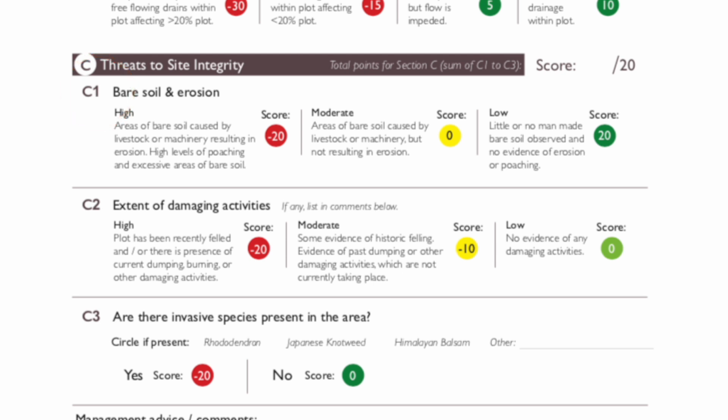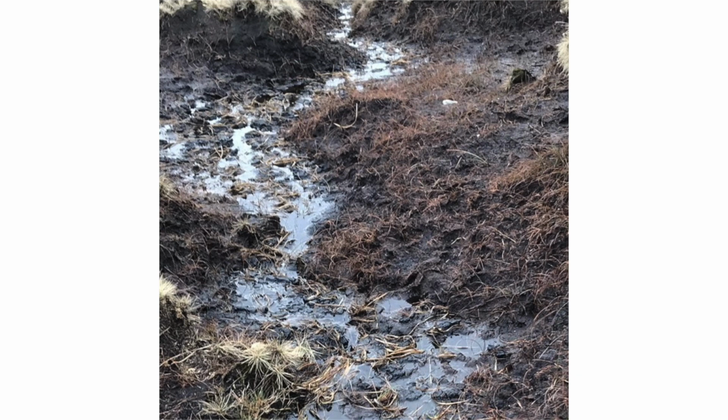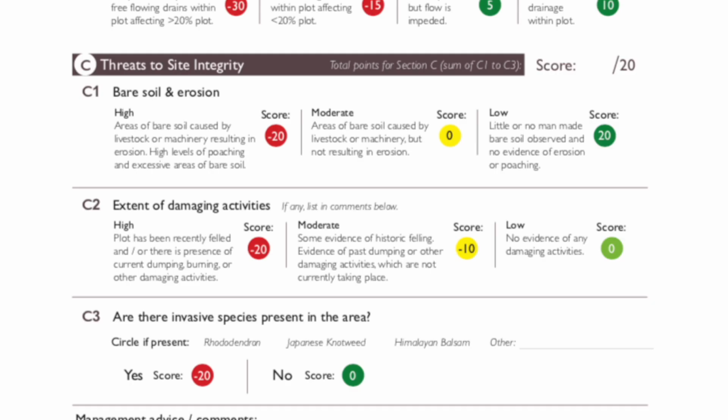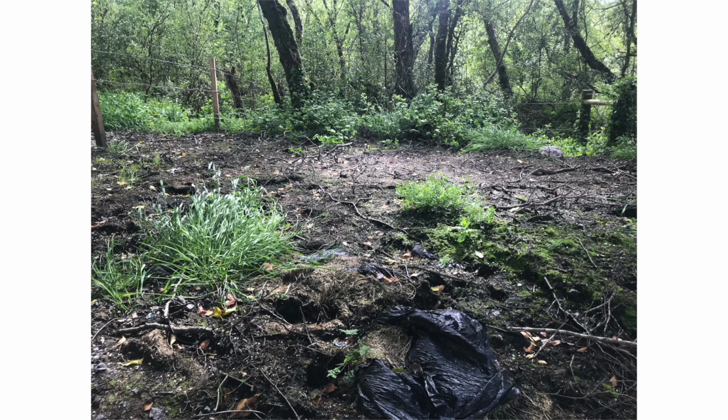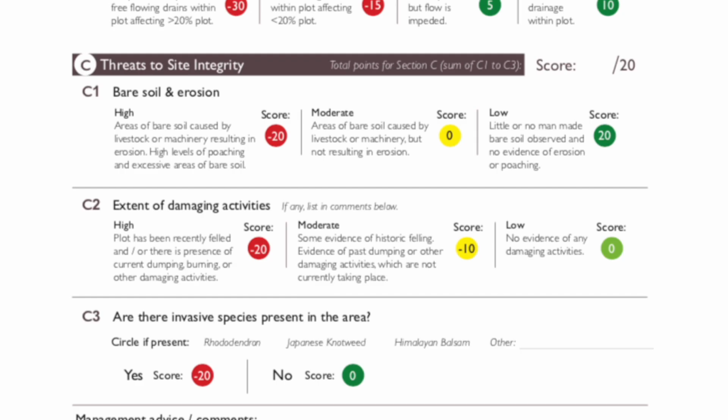C1. Bare soil and erosion. The high category comprises areas of bare soil that results in erosion. You may see high levels of poaching and excessive areas of bare soil in these plots. In moderate, these areas of bare soil do not result in erosion. In the low category, there is little or no man-made bare soil observed, and no evidence of erosion or poaching.